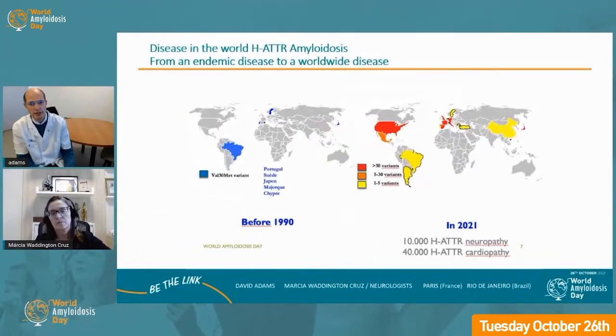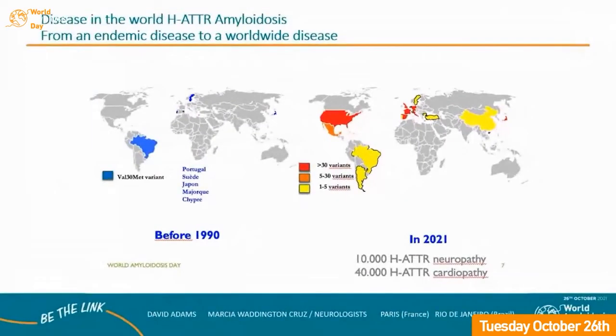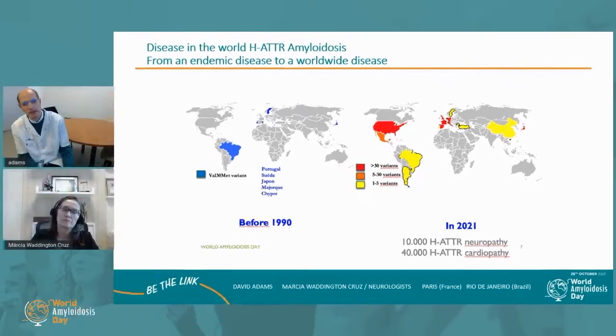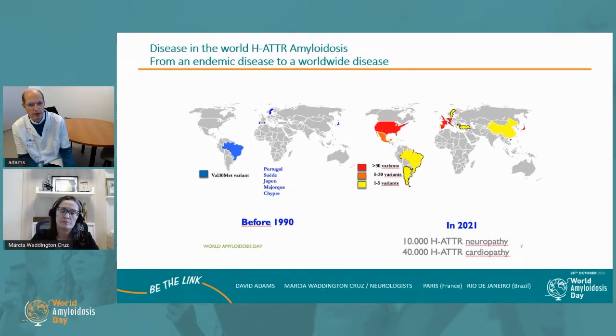When you go back 30 years, the disease was essentially in Europe, in Sweden, in Portugal, and also in Japan and Brazil, the only main countries with this disease. But now this is a global disease, and maybe in every country and every continent, we know it's a worldwide disease. It seems to be 10,000 cases with hereditary neuropathy and 40,000 cases with hereditary ATTR cardiopathy.